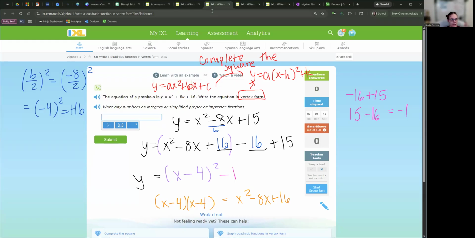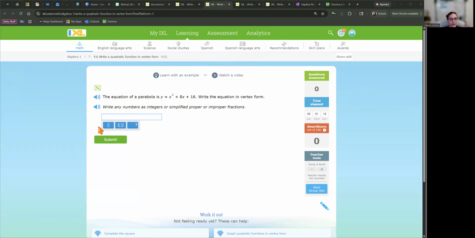The next problem I'm going to look at is actually on this page. So the equation of a parabola is y equals x squared plus 8x plus 16. We're going to write the equation in vertex form. This trinomial actually looks a little bit familiar. We just saw one that looked like this with the 8x as the middle term and the 16. This is a perfect square.